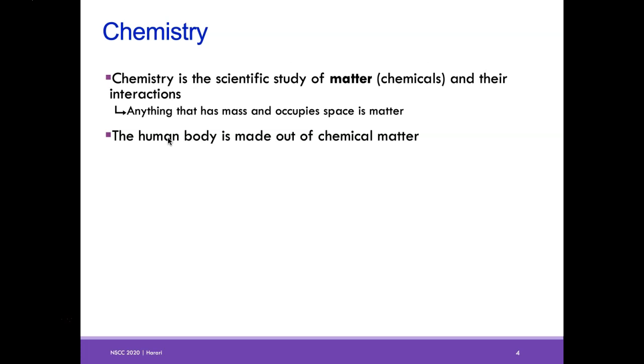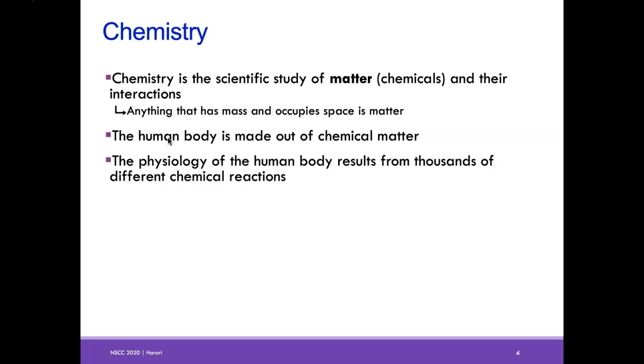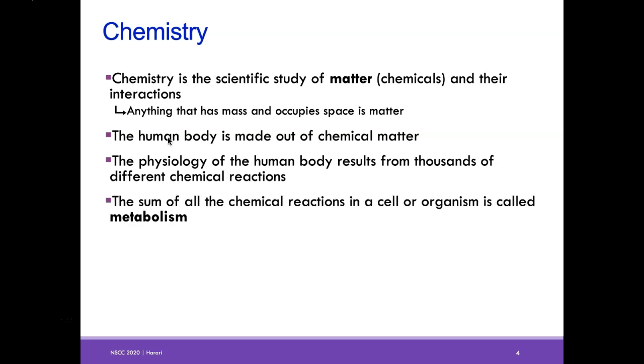A human body is made up of chemical matter. The anatomy, the structure of the human body, is made out of chemical matter. And the physiology, or the functioning of the human body, results from thousands of different chemical reactions. You could estimate over 30 trillion cells in your body, and within a certain cell type, there have to be thousands of different chemical reactions functioning just perfectly. The sum of all of those chemical reactions in a cell or in an organism is called metabolism.